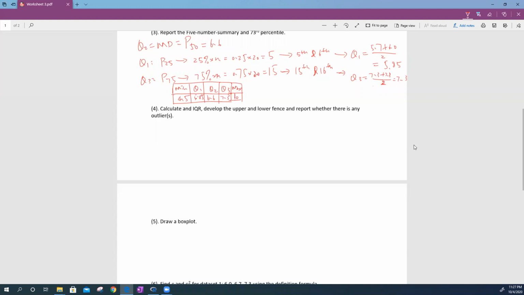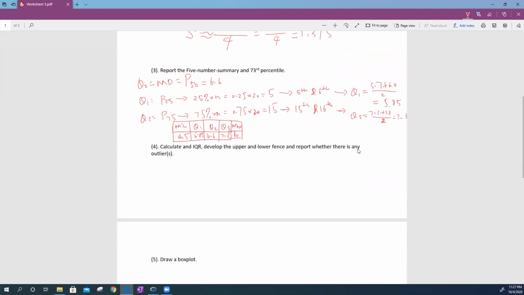And we need to note that the values here in this table are going to be non-decreasing. So if you see Q2 is even larger than your Q3, then you have some problem because they're representing percentiles or quartiles. So they should be non-decreasing.